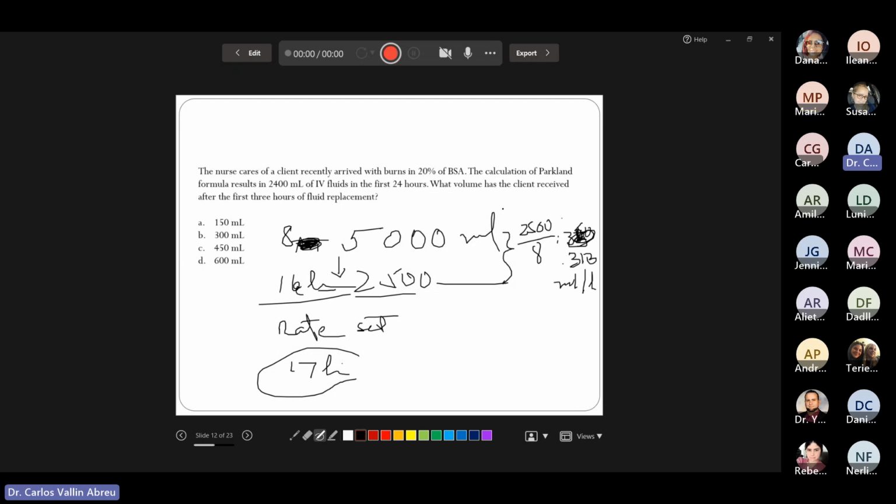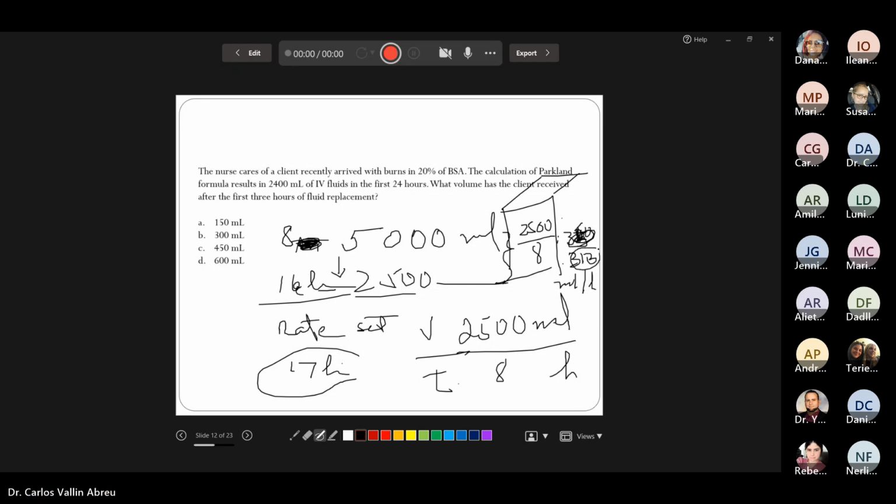This is a liquid that needs to be passed with a pump. You cannot pass that without a pump. You need to have very exact regulation of the volume of liquid to pass. You need to pass 2,500 milliliters in how much? In 8 hours. How do you set the pump? Very simple. It's a simple formula you should know. It's the volume divided by the time in hours. So divide 2,500 divided by 8, the value is 312.5, you round, 313 milliliters per hour.